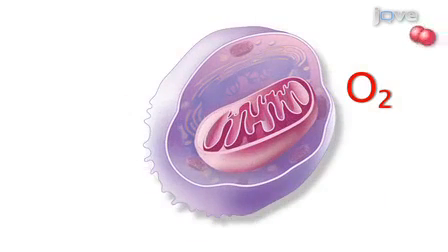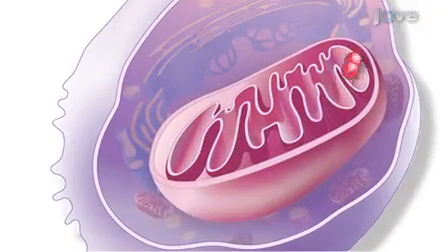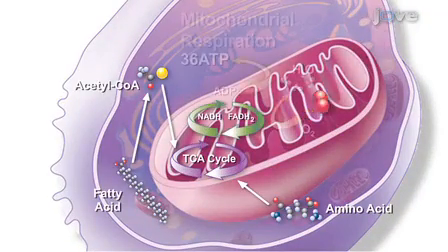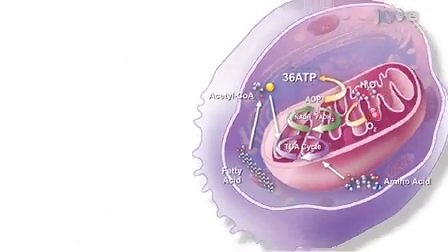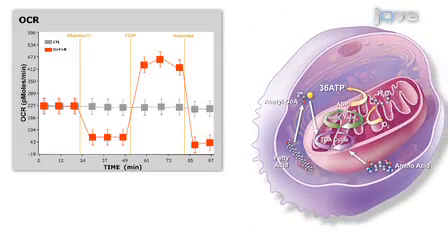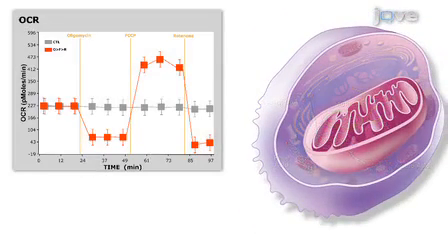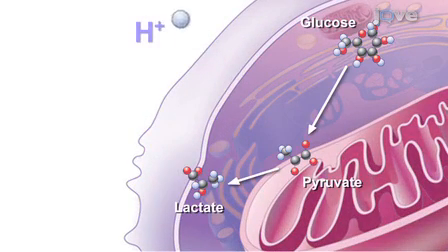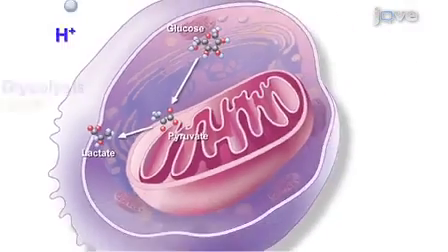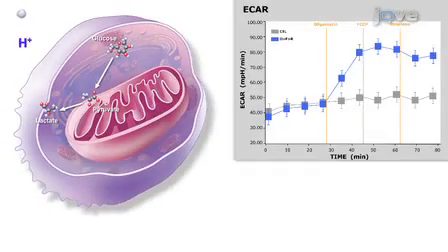This is accomplished by sequentially adding specific modulators of mitochondrial respiration to C2C12 myoblast cells and measuring the change in oxygen consumption rate, or OCR, an indicator of respiration. The conversion of glucose to lactate, which generates ATP through glycolysis, the other major energy pathway in cells, is also measured as ECAR, or extracellular acidification rate.